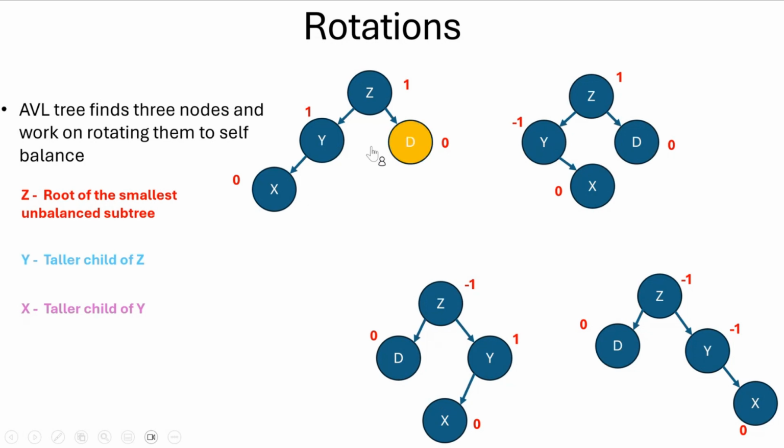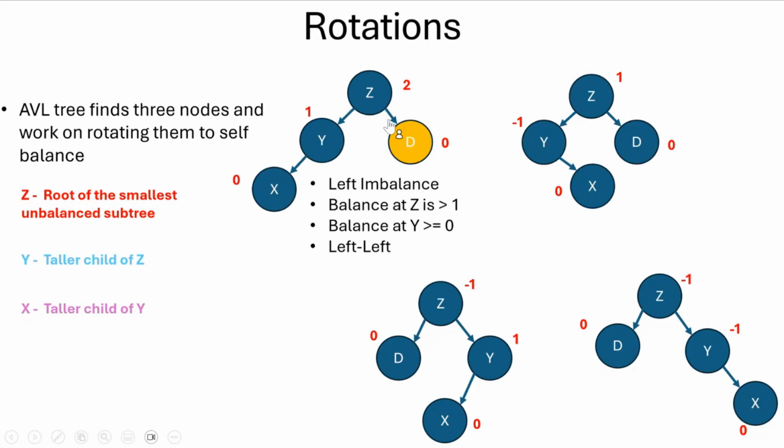Let's say we delete the node D here. The balance at node Z becomes 2. This is the smallest unbalanced subtree where Z is the root. So we found the Z. Now if you see, balance is greater than 1, it means that the left side of Z is heavy. So what is the taller child of Z? What is the Y? It is the left child of Z. And what is the X? For Y, which side of Y is heavy? It is left, because there are no nodes on the right side. Basically, the height of the left subtree of y is greater. That's why x is the left child of y.